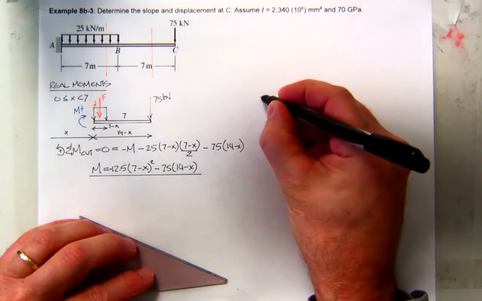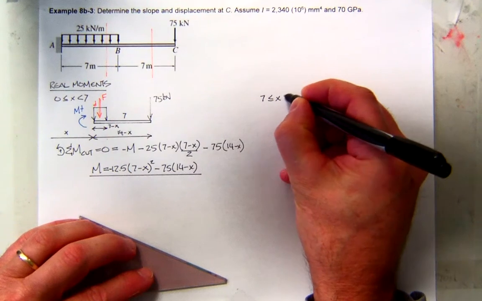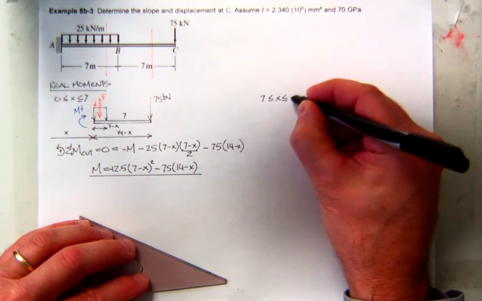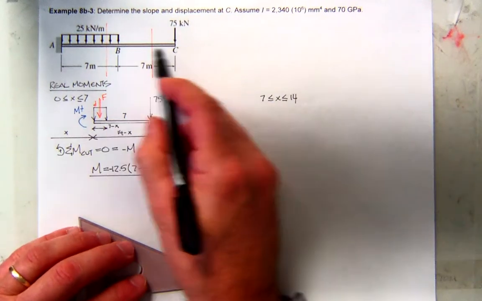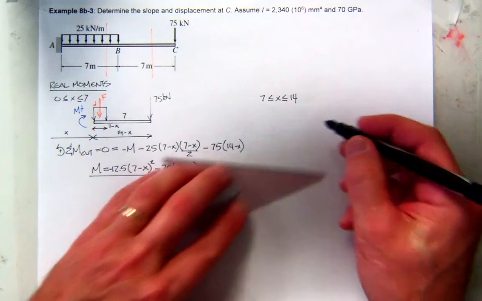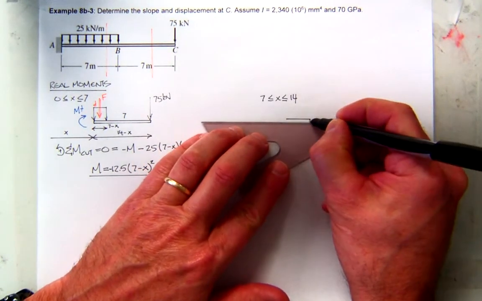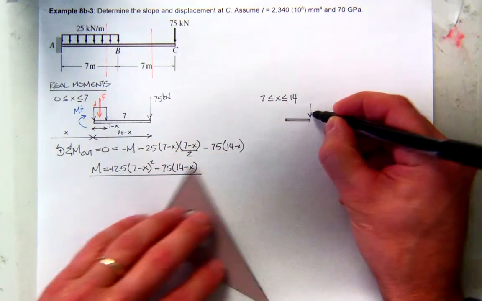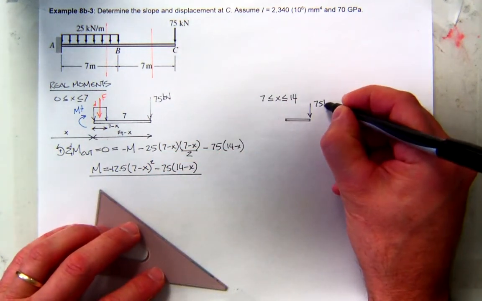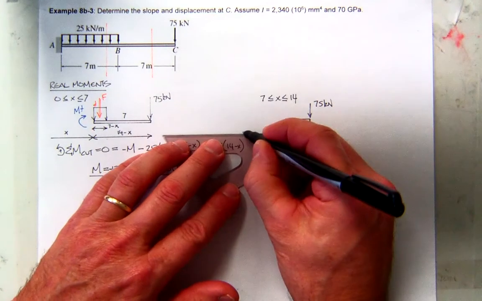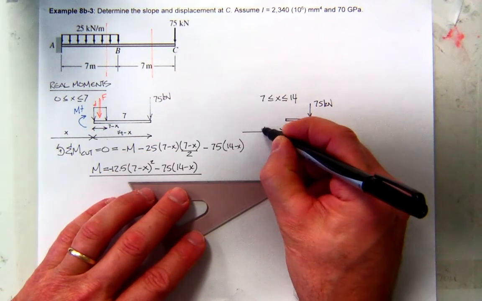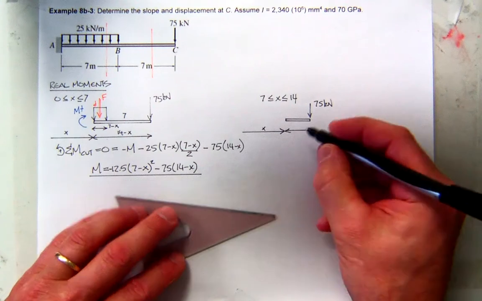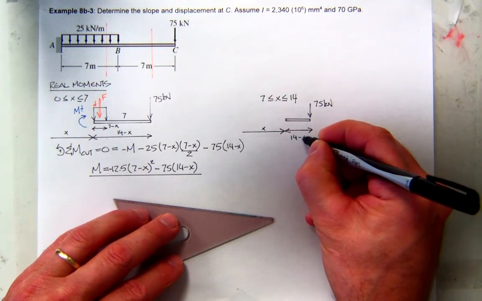So let's come over now and go from 7 to 14. That's this one. We decided to cut here, and again we wanted to look at the right-hand side. And now this one just has the 75 kilonewton reaction. So at some distance x to the cut, I'm left with this little segment. Again, that's going to be 14 minus x.